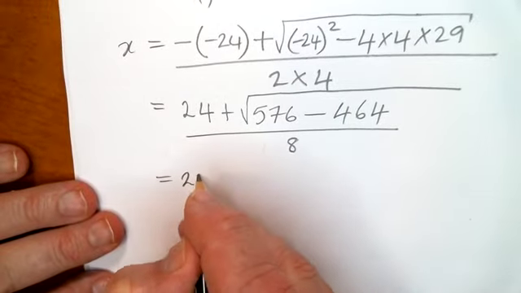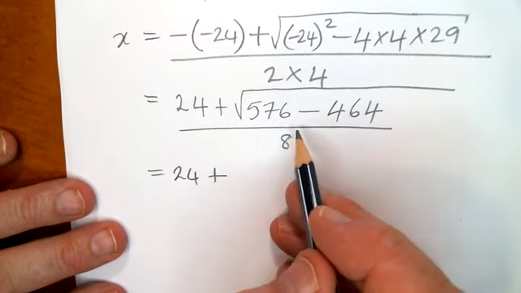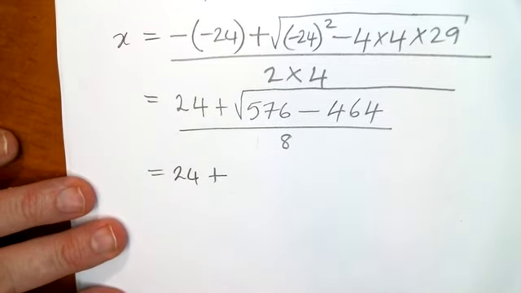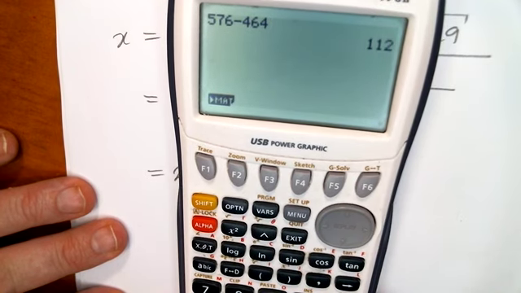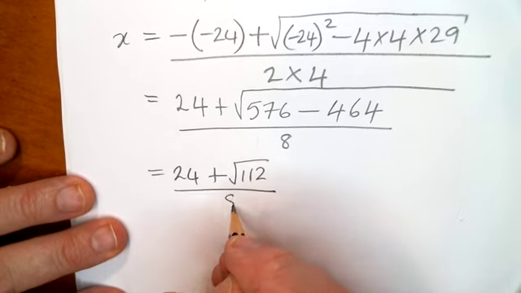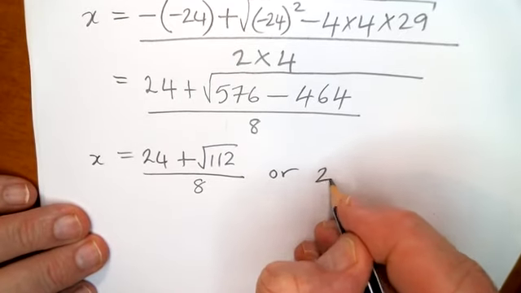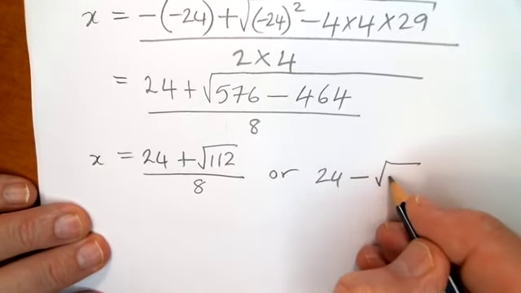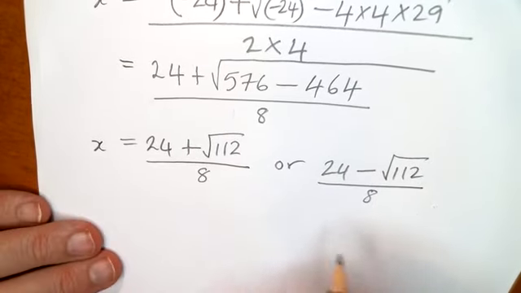All right, so I've got 24 plus, and now I'm going to separate this out a bit. I've got 576 minus 474, that's going to be 112. Let's just check that. 576 minus 474, or 464, wasn't it? 464 is 112. It is. So I've got plus root 112 all over 8. Or x is going to equal 24 minus root 112 all over 8.